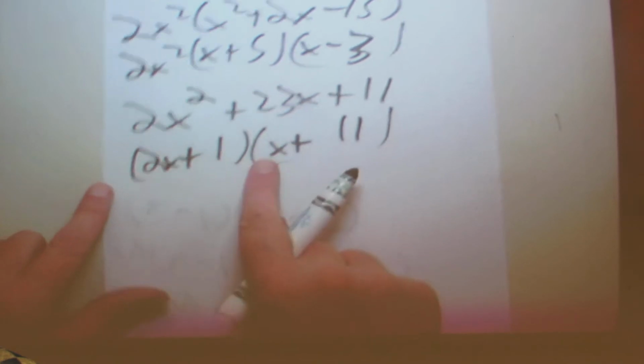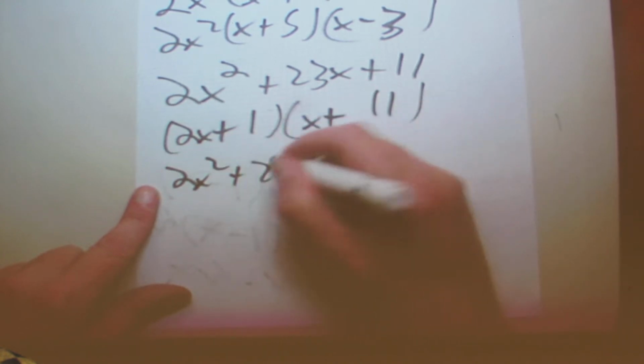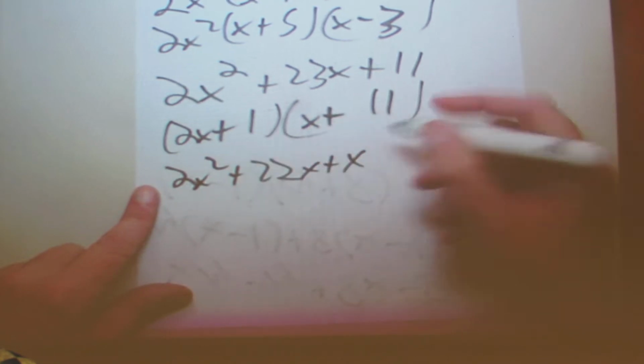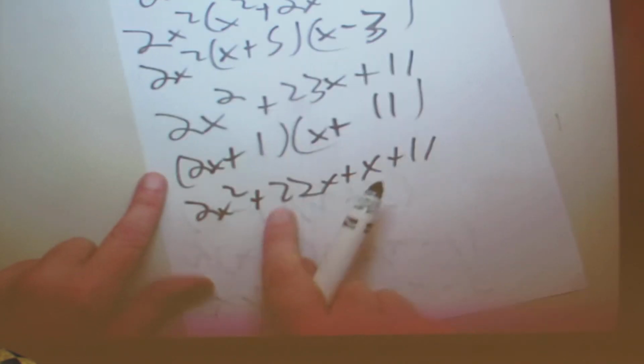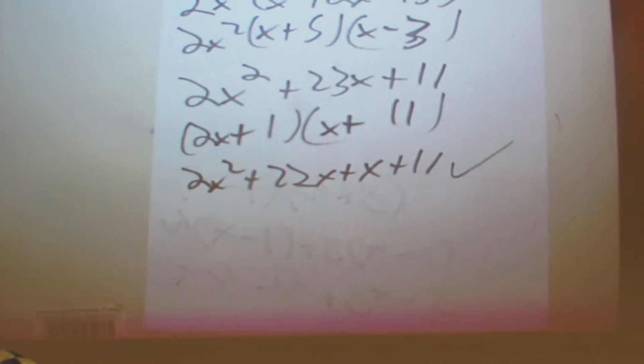So now when we do the FOIL on this, it'll be 2x times x is 2x squared. 2x times 11 is plus 22x. 1 times x is plus x. 1 times 11 is plus 11. 22x plus x does equal 23x. So we know by checking our answer that we got it right.